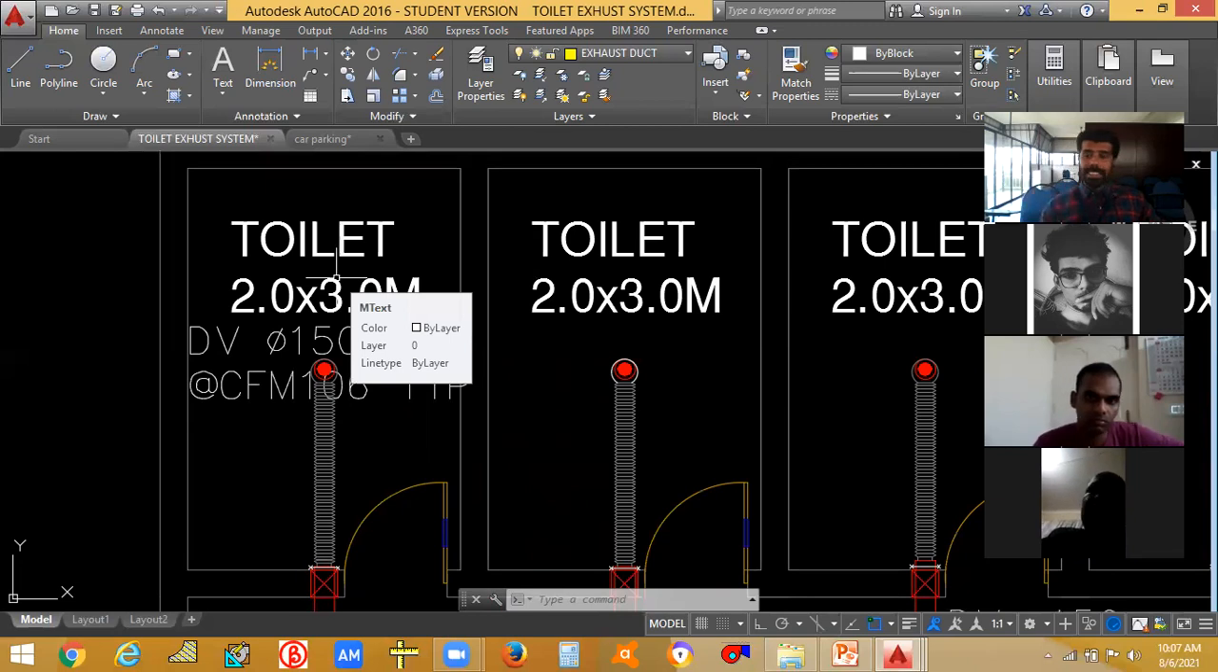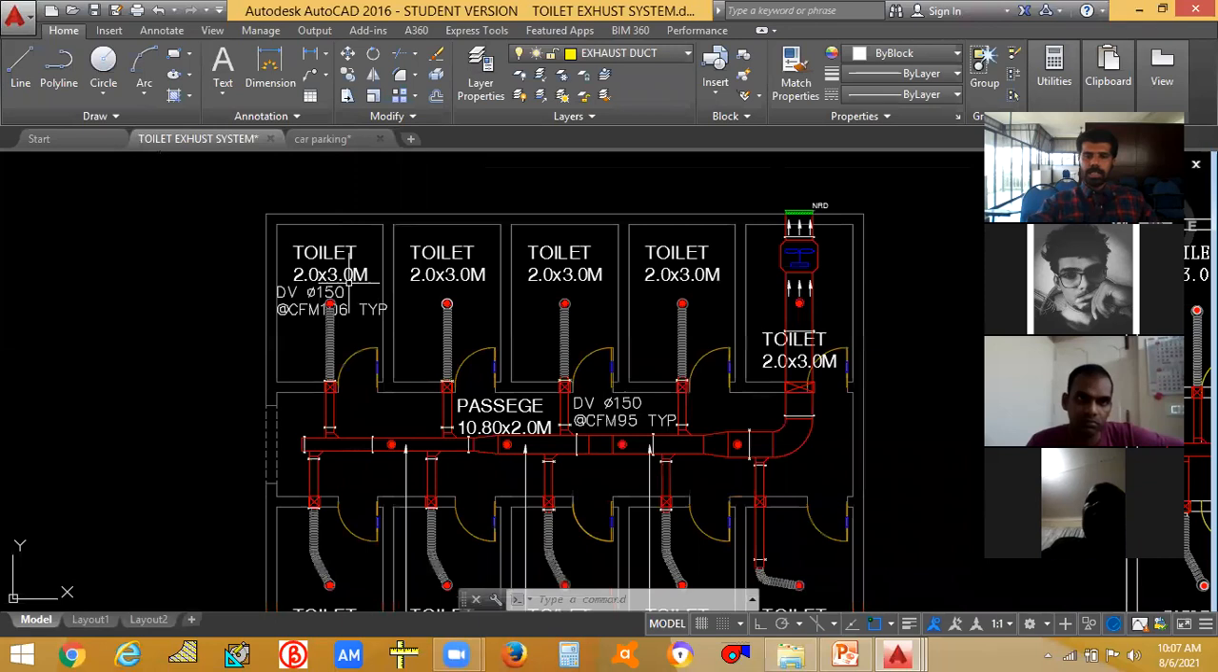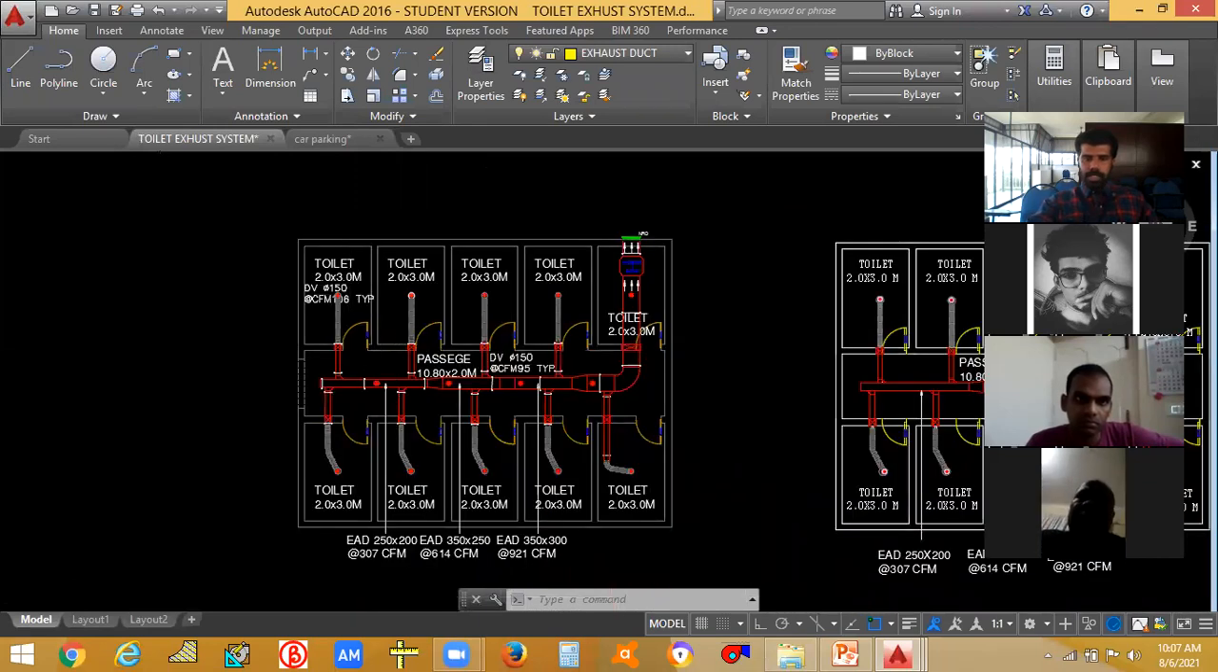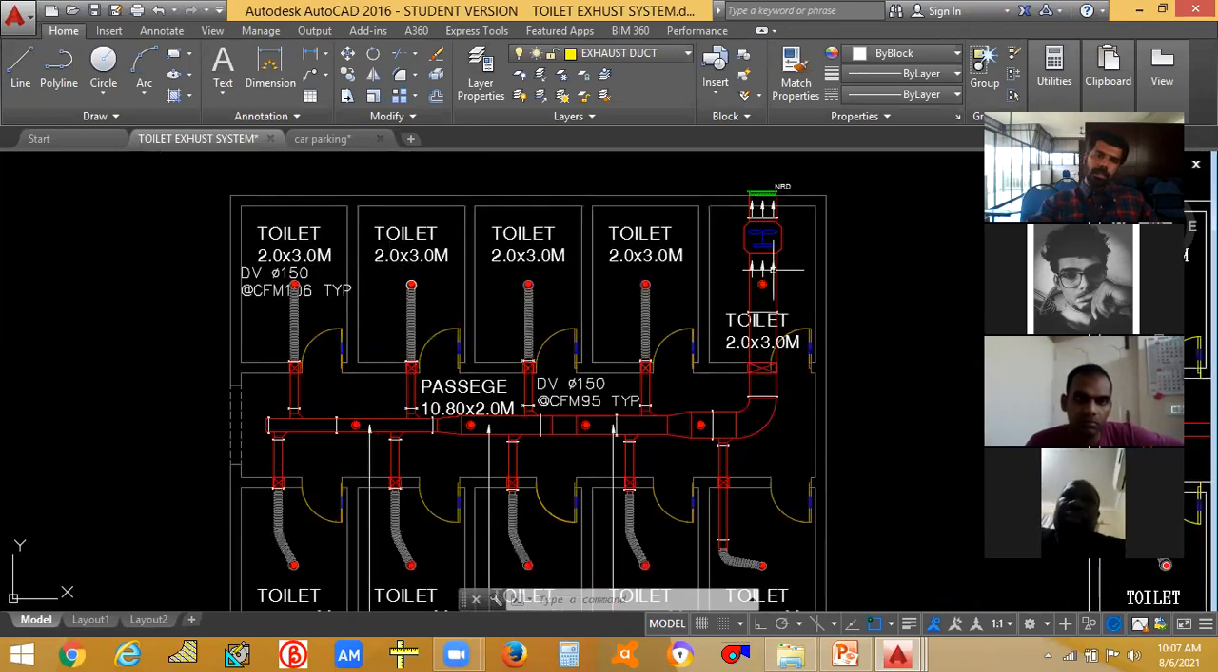Then you have to give the ACH. If it's a private toilet, you give 10 ACH, or if it's a public toilet, you give 15 ACH. And divide by 1.7, you will get the CFM. Now the CFM of all the toilets will be the same, correct?